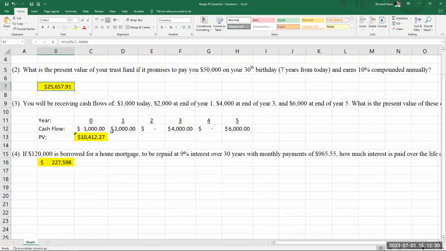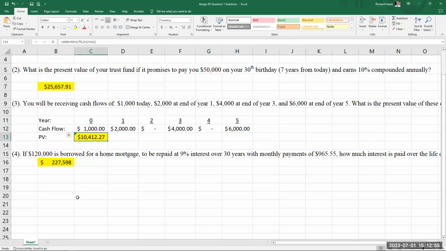You're receiving cash flows of $1,000 today, $2,000 at the end of year 1, zero in year 2, 4,000 in year 3, 0 in year 4, and 6,000 at the end of year 5. What is the present value of these? Here's that calculation to show you that right here.